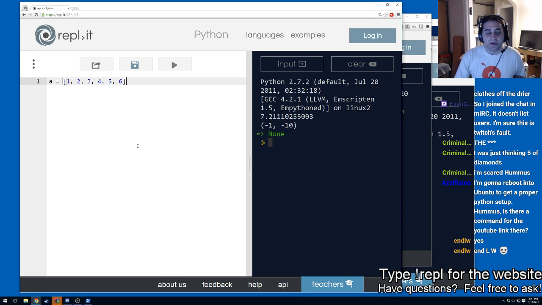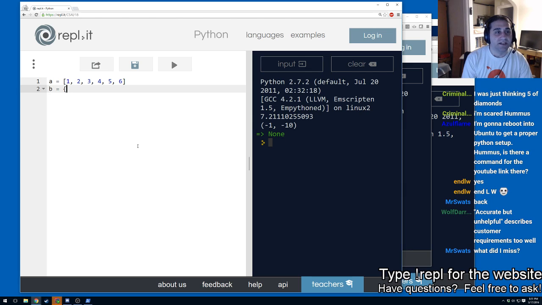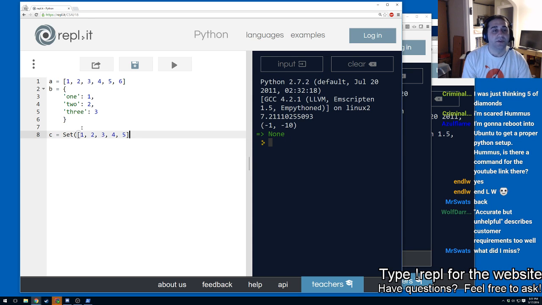So a list stores data a little differently than, say, a dictionary, which stores key value pairs, which is different from a set. All of them are just different ways of structuring and organizing stuff in a computer to make it more useful.